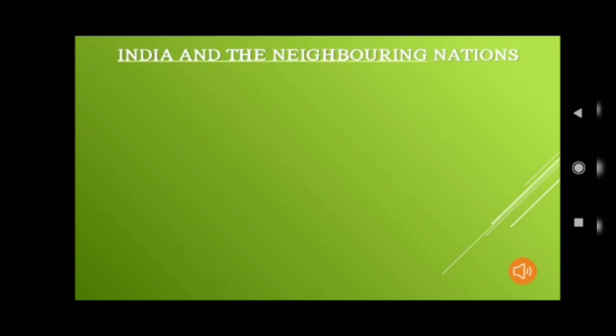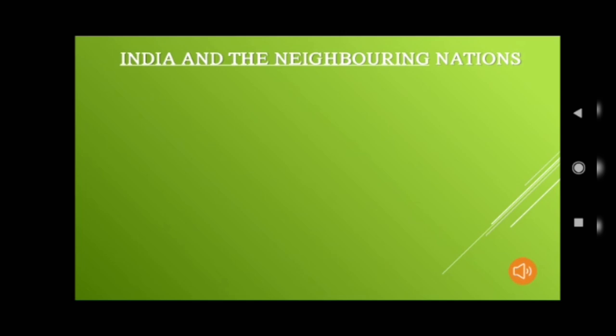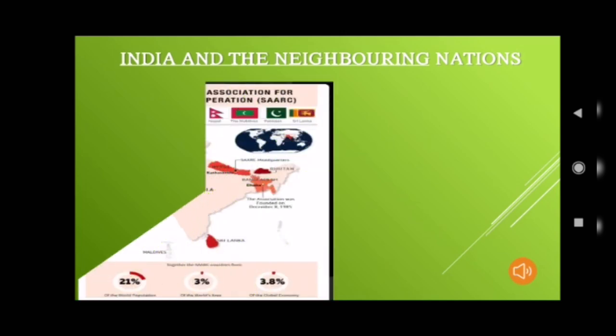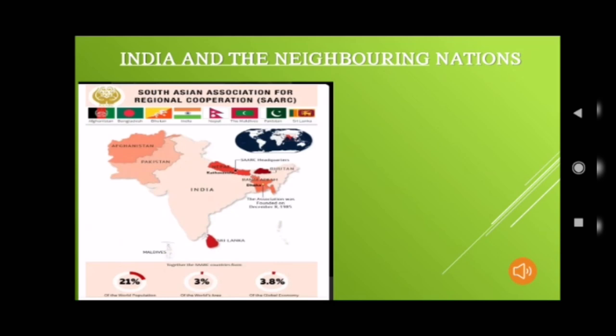Let us talk about India and her neighboring nations in detail. The map visible on the slide shows you the 9 nations which are the neighboring nations of India. Altogether, they have formed an association known as the South Asian Association for Regional Cooperation, also called SAARC. All the nations' flags along with their borders which are touching India from each side are shown on this map.